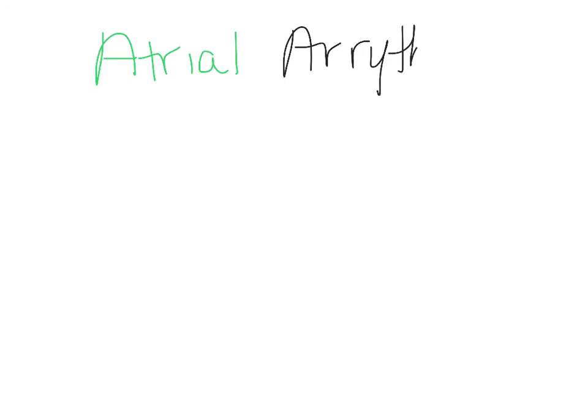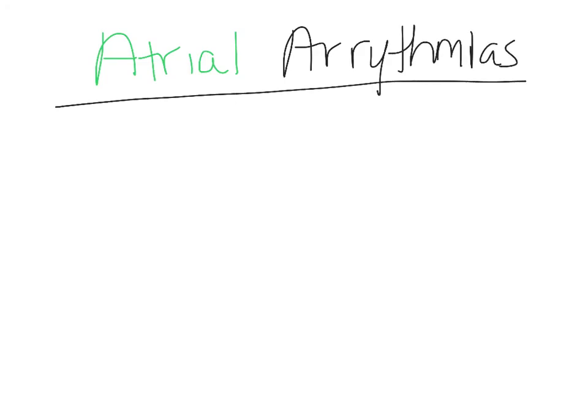So the first one, let's talk about arrhythmias in the atrium. We would call these atrial arrhythmias. The first atrial arrhythmia that we have is called a PAC, or a premature atrial contraction. It's premature.